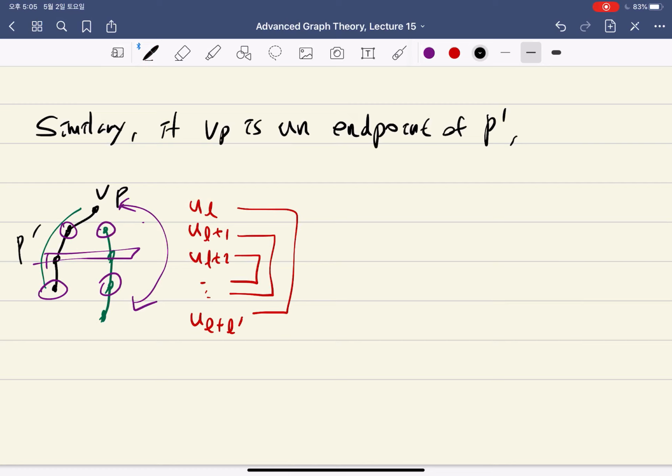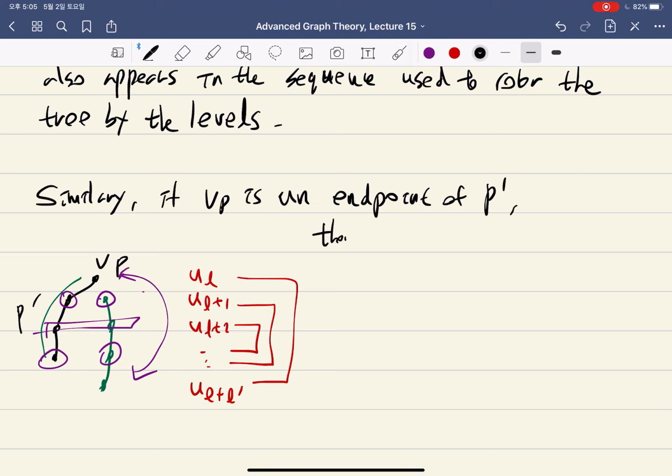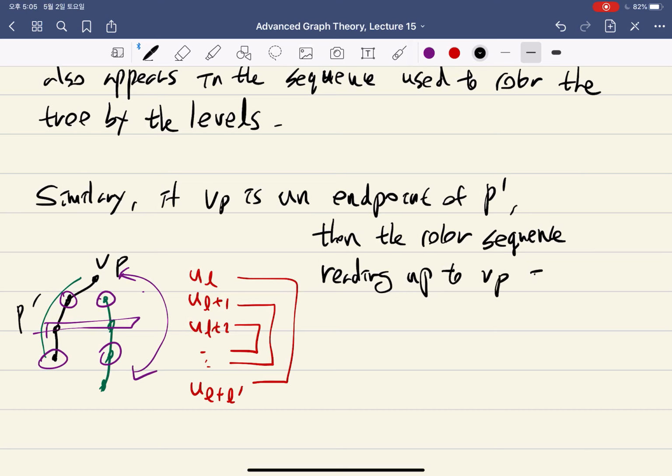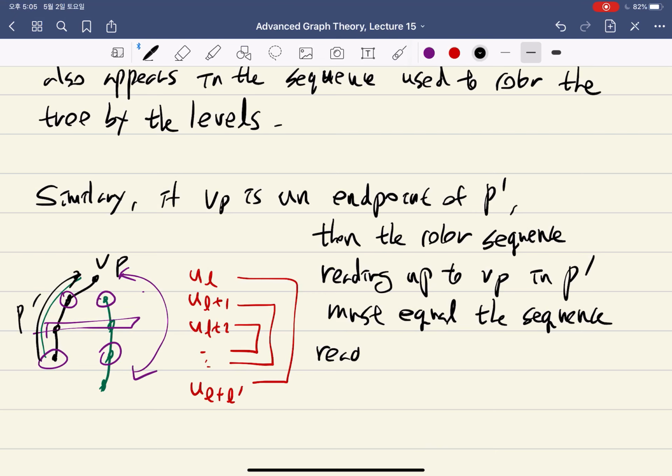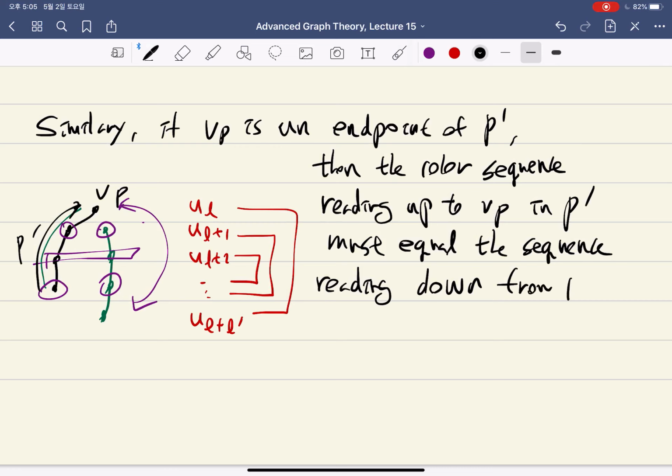So then the color sequence, say leading up to BP in this P prime, so this sequence must equal the sequence leading down from BP to be a palindrome.